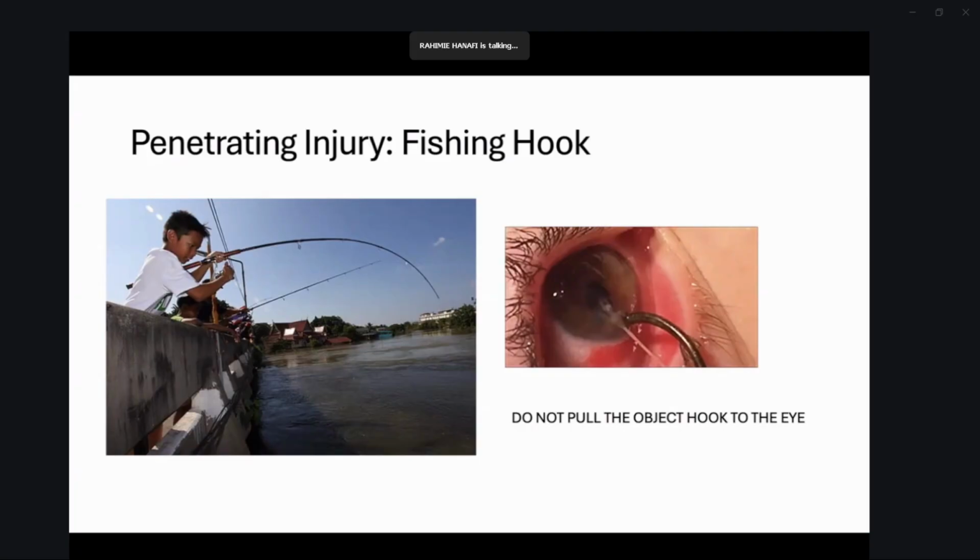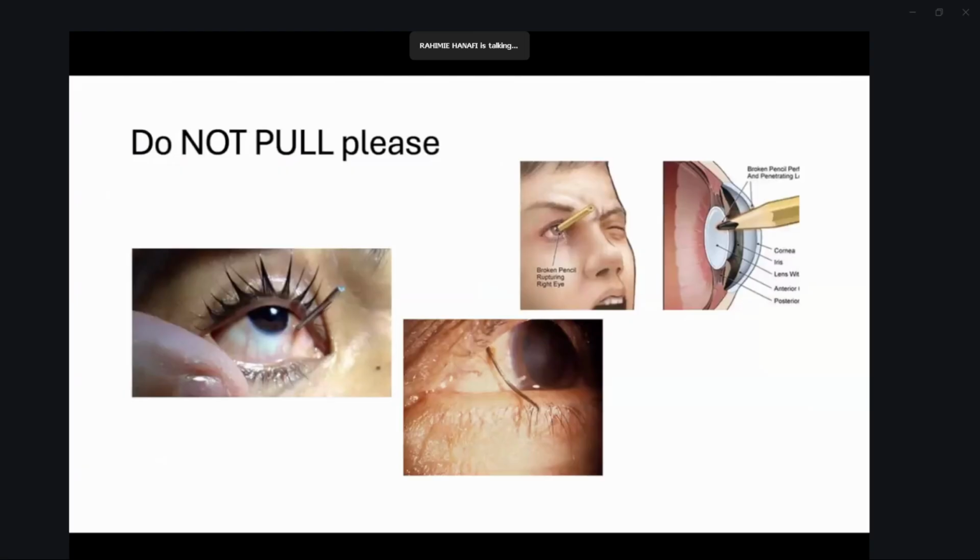Put the shield. Do not pull it, because it will cause more damage to the eye. The same goes for other things like the nail over here, the wire, or mechanical pencils.